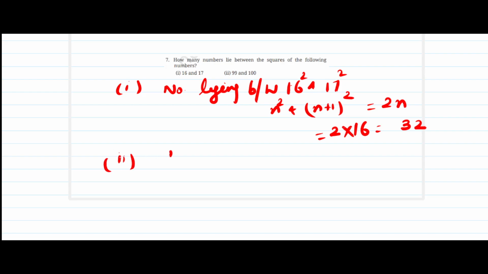Second, 99 square and 100 square. So it will be 2 into 99, which is 198.